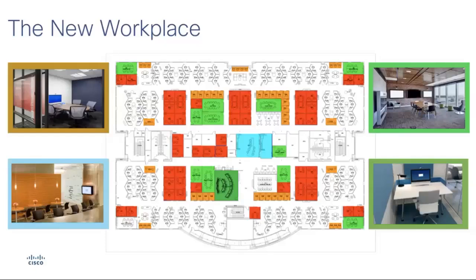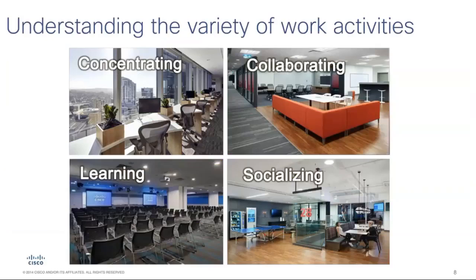So we have been really transforming the space. In the past, there was much more individualized space. Today, there's much more collaborative space. So let's try to understand the variety of work that we're trying to support here. We look at it, and it really breaks down into four main work categories: concentrating, collaborating, learning, and socializing.